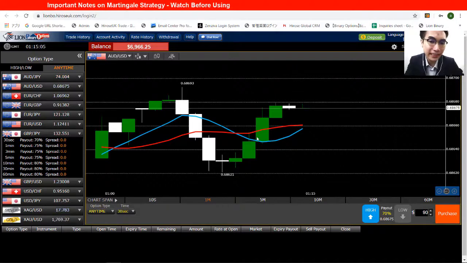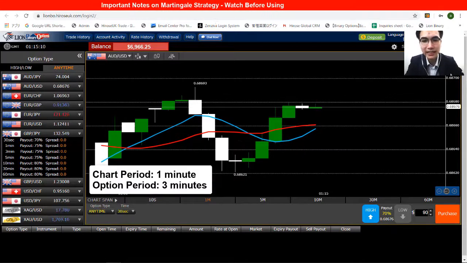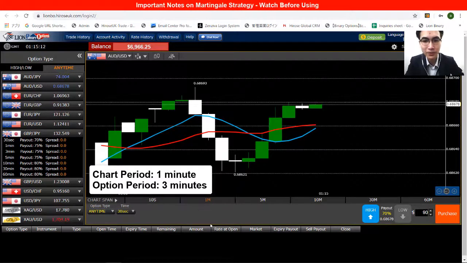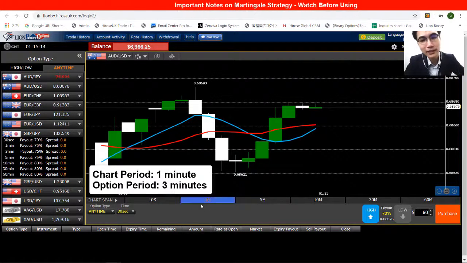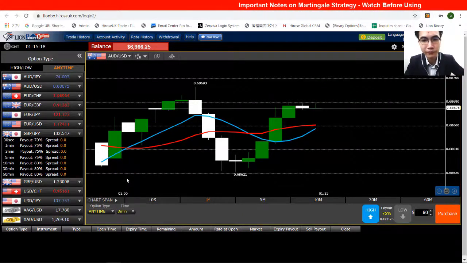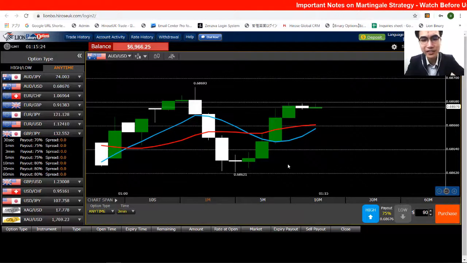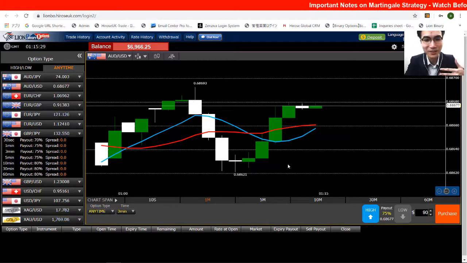For today I actually traded with the 1 minute chart period and the 3 minutes option period. I did this because it's more obvious for you to see my trades for the Martingale strategy, which needs a longer period of time. So that's why I changed from the 1 minute chart period to the 3 minutes option period.